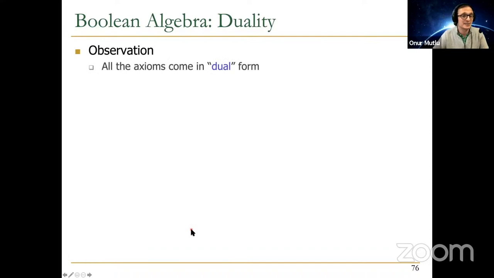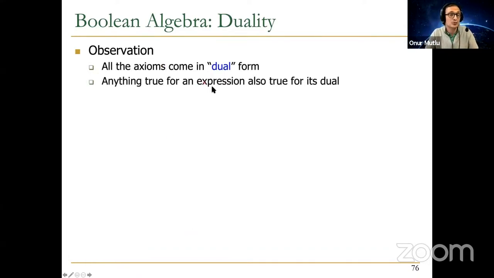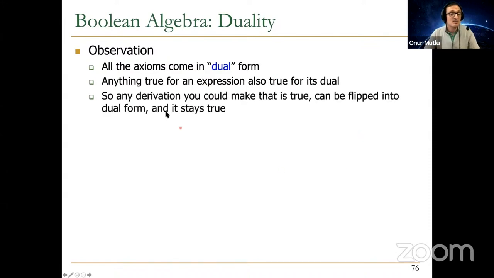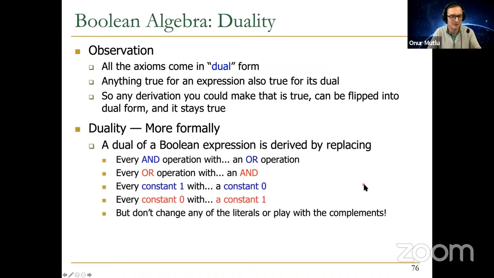Duality is also a very nice property. All of the axioms come in dual form, actually. And anything true for an expression is also true for its dual. You may have seen this duality principle. So any derivation you could make that is true can be flipped into the dual form and stays true. Let me give you an example, actually. An example is better over here.